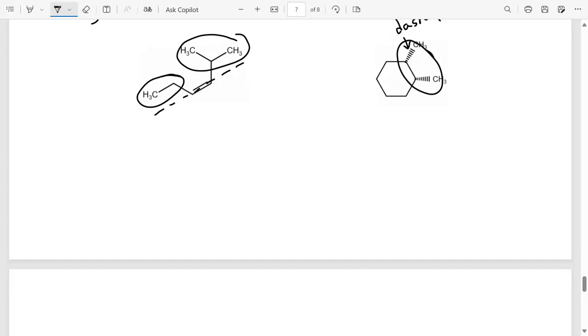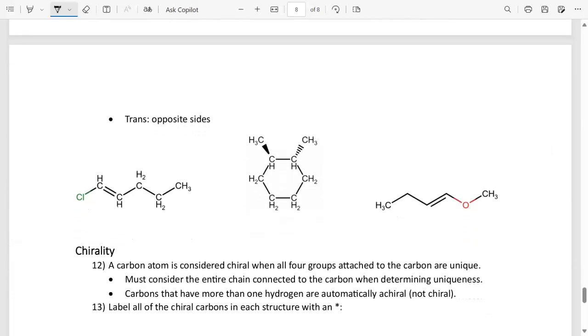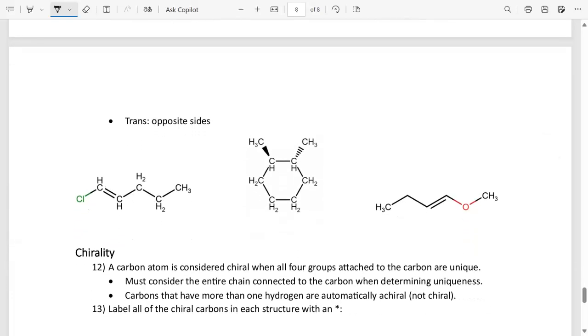And then the other type that we've got are trans. So trans means the opposite side. Okay. Again, for a cyclical, trans means that you're going to have one wedge and one dash. So you've got to have a wedge and a dash. That means one is going in front of the screen here, that's the in front, and then one is going behind the screen. So they're on opposite sides of the screen, and so that's trans.